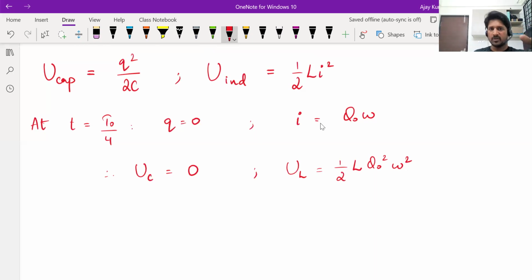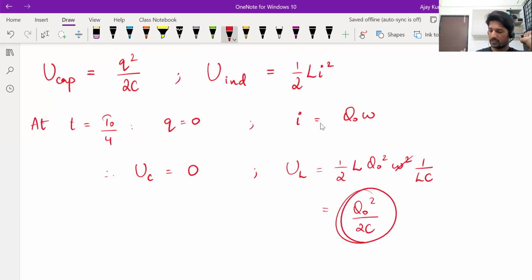And omega we know is 1 by root LC. In LC oscillations, omega is 1 by root LC. So omega square becomes 1 by LC. L gets cancelled. You get Q naught square by 2C. That's the energy stored in the inductor now. But this Q naught square by 2C was with the capacitor initially, when the capacitor had all the charge. So this is proof that all the energy stored in the capacitor comes to the inductor at one point. And it will again go back to the capacitor. They'll keep exchanging that energy, transferring that energy between themselves.